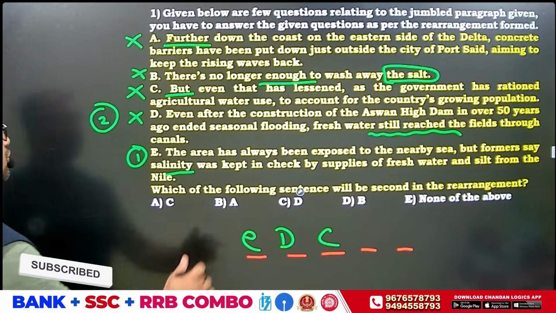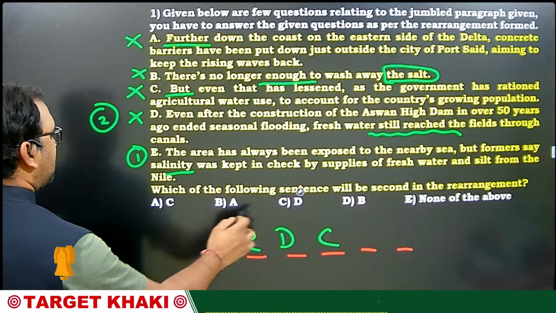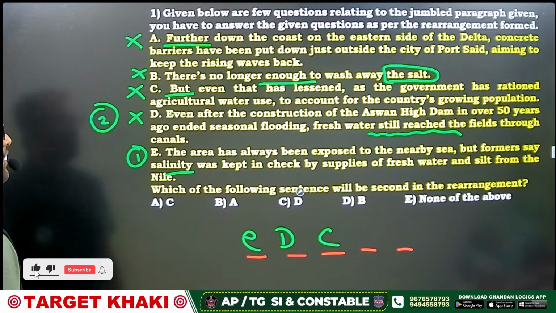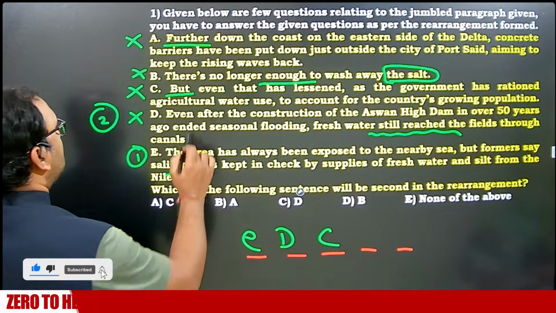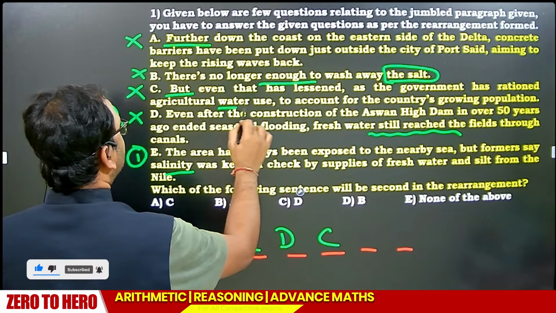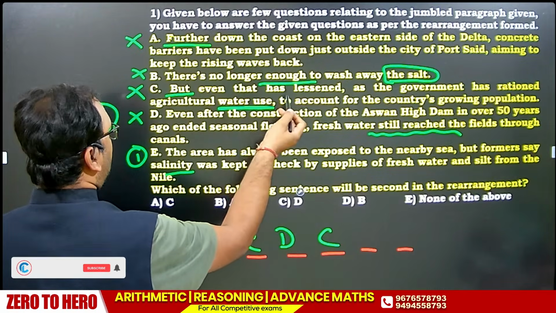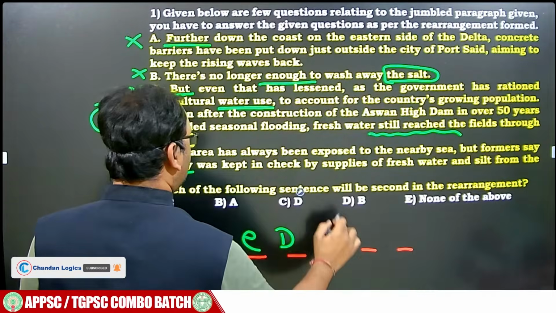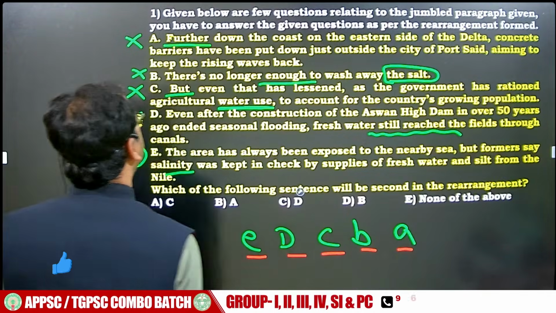So now you are trying to talk about the solution. In the first two statements you talked about the problem, now you talk about the solution. The government has rationed agriculture water use. There is no longer enough, but this water is not enough to wash the salt. How easy the exercise is.